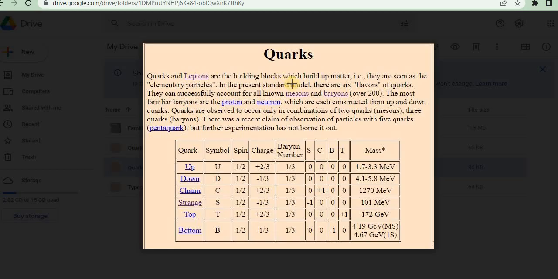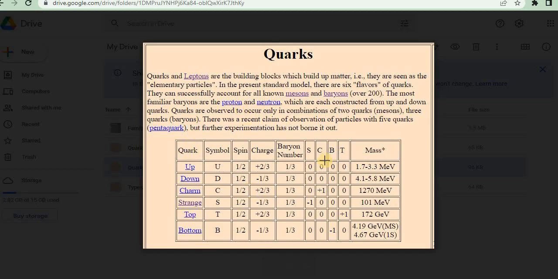Quarks and leptons are the building blocks which build up matter, so that's why they are called the fundamental particles, seen as elementary particles. In the present standard model, there are 6 flavors of quarks. They can successfully account for all known mesons and baryons. Flavors are also called types of quarks. Here all 6 are given: 1, 2, 3, 4, 5, 6. You should know these 6 along with their symbols and the charge. These are the 6 flavors of quarks.